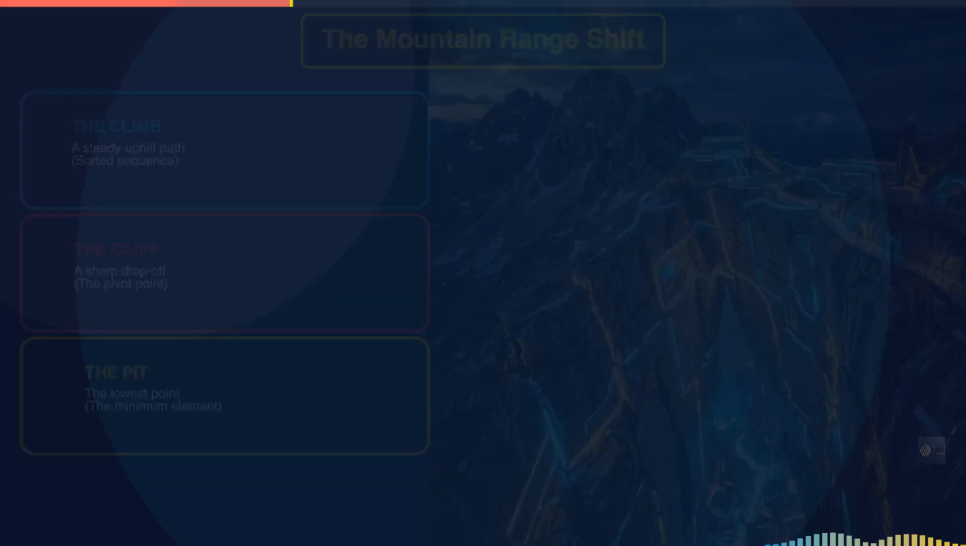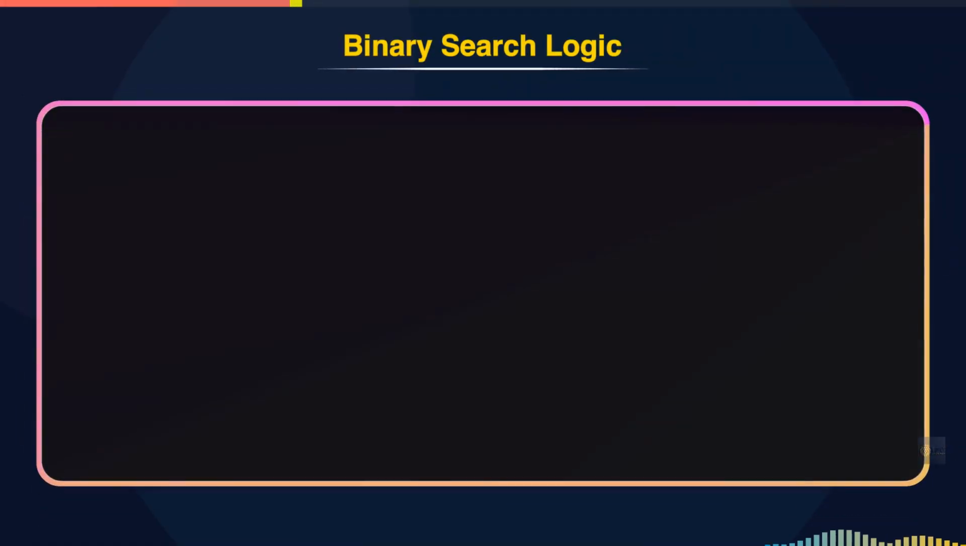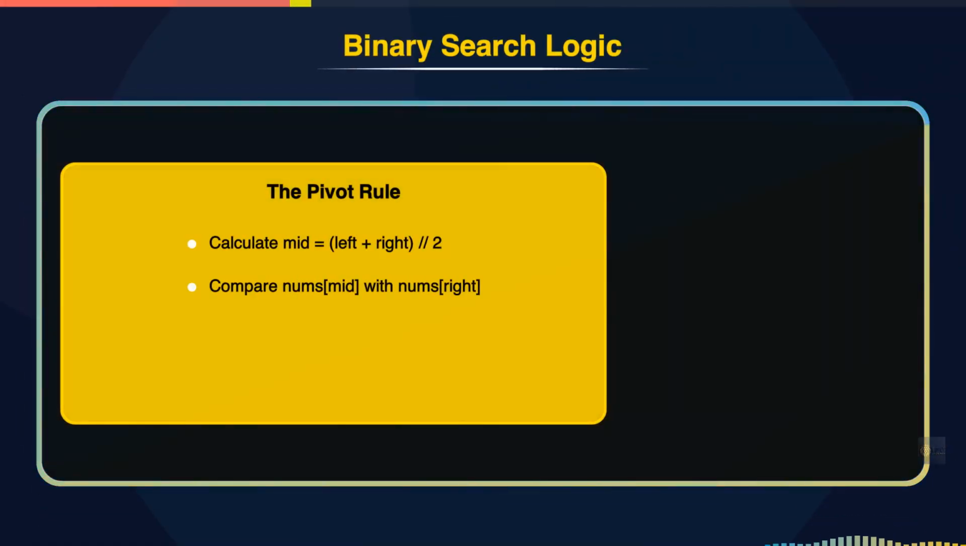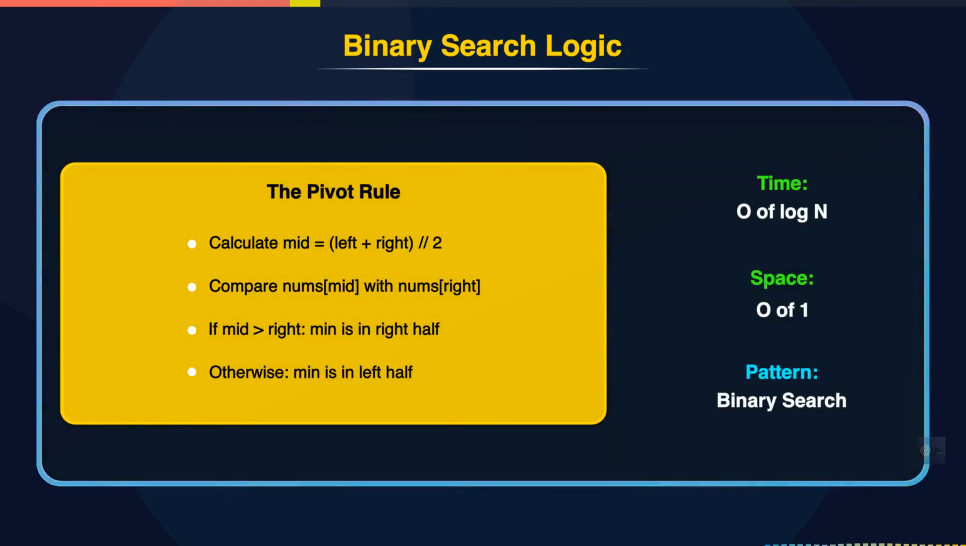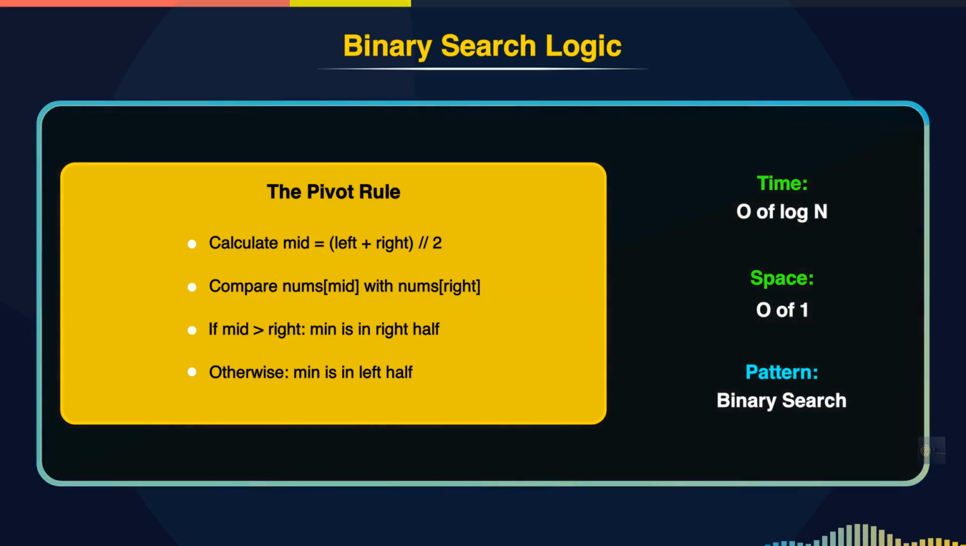Our strategy is binary search. We maintain two pointers, left and right. In every step, we calculate the middle element. The key insight is comparing middle with right. If middle is greater than right, it means the rotation point and thus the minimum element must be in the right half. So, we move left to middle plus 1. Otherwise, if middle is less than or equal to right, the minimum could be middle itself, or something to its left. So, we move right to middle. We continue this until left and right meet at the minimum element.